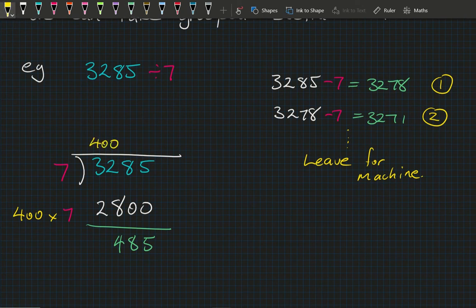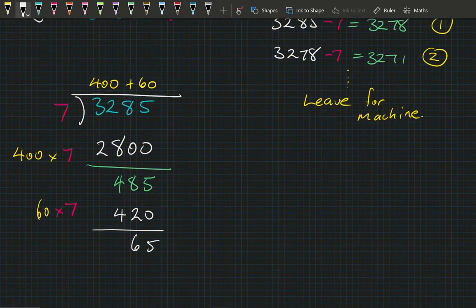All right, let's look for multiples of 7 that go into 485. So we can use multiples of 10 here. 7 times 6 is 42. So 7 times 60 is 420. So I'm going to put my 60 up the top here and then subtract away the 7 times 60 here.